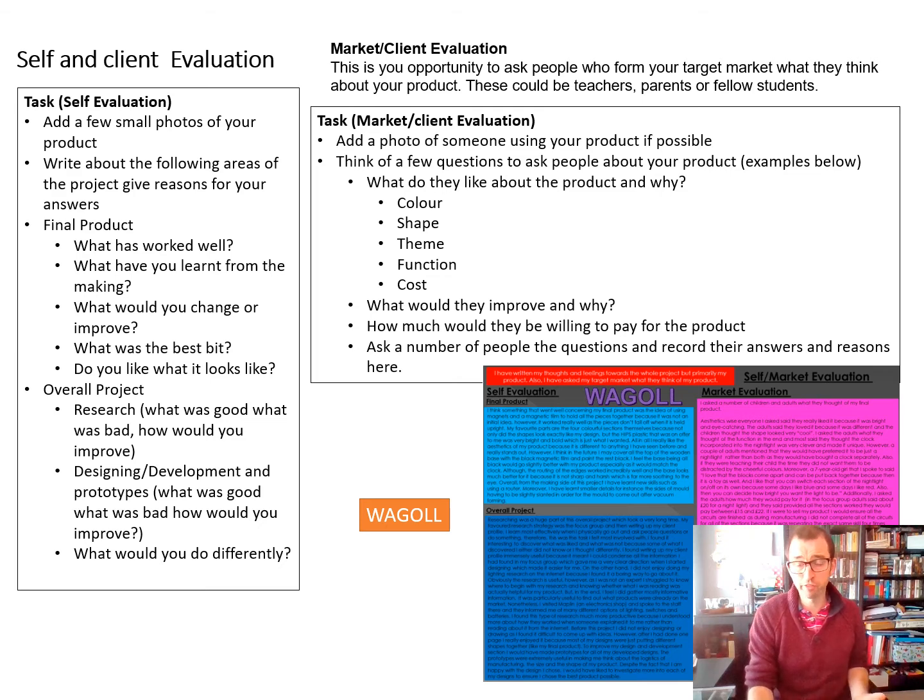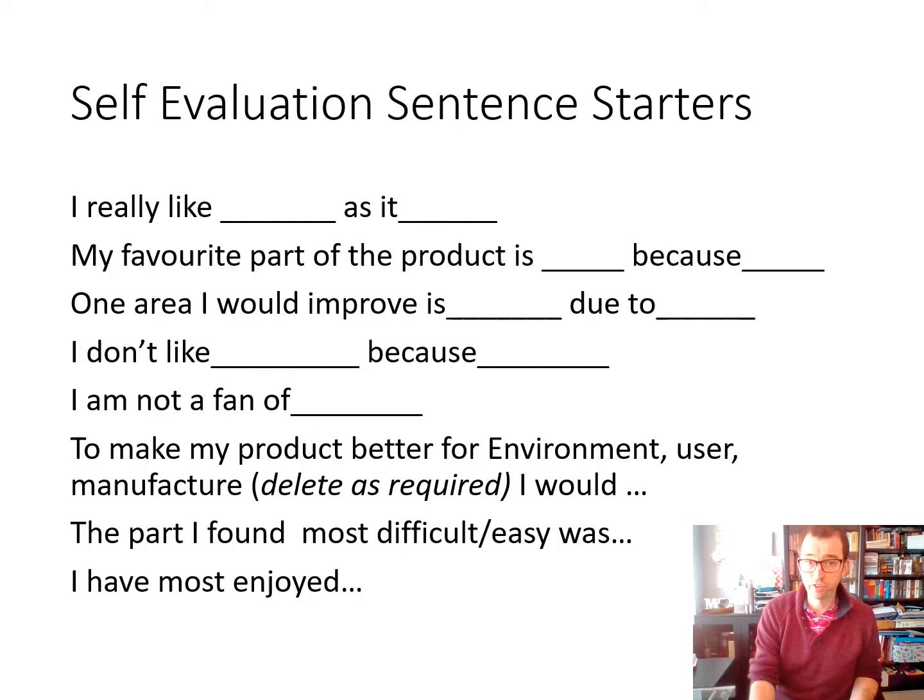So on the next slide, I've also added a set of sentence starters. So you might say, I really like this part of the project, as it is particularly smooth or round or well joined together, well finished. My favourite part of the product is, so I can think of some that maybe got a really cool leg on a coffee table, for example, or maybe it's got some really nice laser cut elements. You'll have different bits that are good or not so good on your projects.